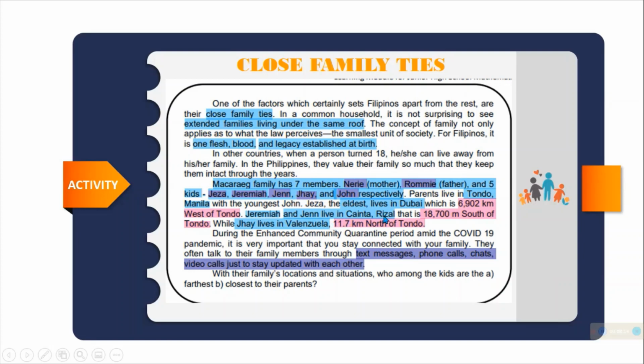Jeremiah and Jen live in Cainta, Rizal, that is 18,700 meters south of Tondo, while Jay lives in Valenzuela, 11.7 kilometers north of Tondo. During the enhanced community quarantine period amid the COVID-19 pandemic, it is very important that you stay connected with your family. They often talk to their family members through messages, phone calls, chat, video calls, just to stay updated with each other. With their family location situation, who among the kids are farthest or the closest?